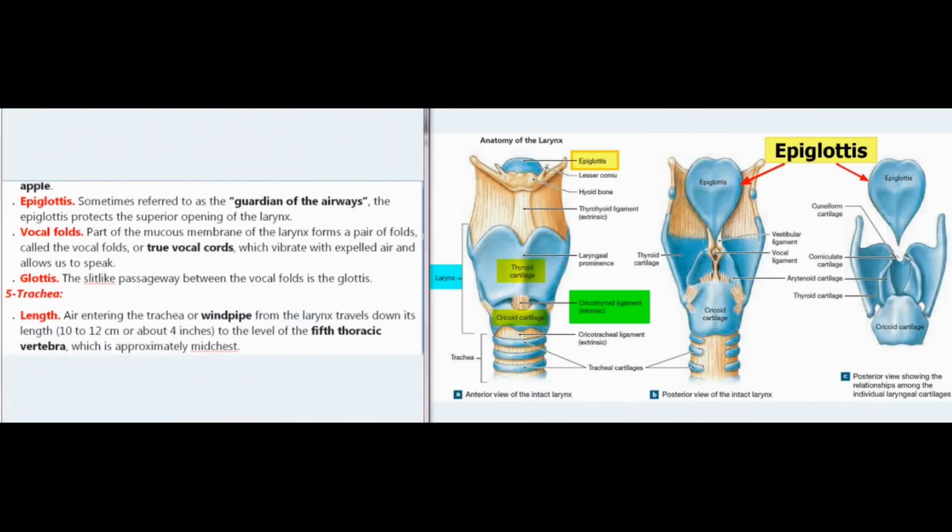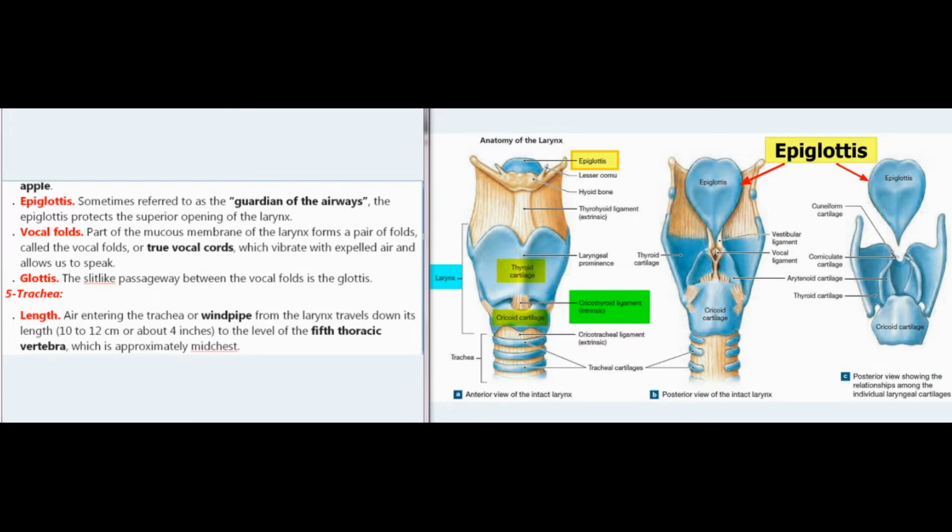Epiglottis. Sometimes referred to as the guardian of the airways, the epiglottis protects the superior opening of the larynx. Vocal folds. Part of the mucous membrane of the larynx forms a pair of folds, called the vocal folds, or true vocal cords, which vibrate with expelled air and allow us to speak. Glottis. The slit-like passageway between the vocal folds is the glottis.